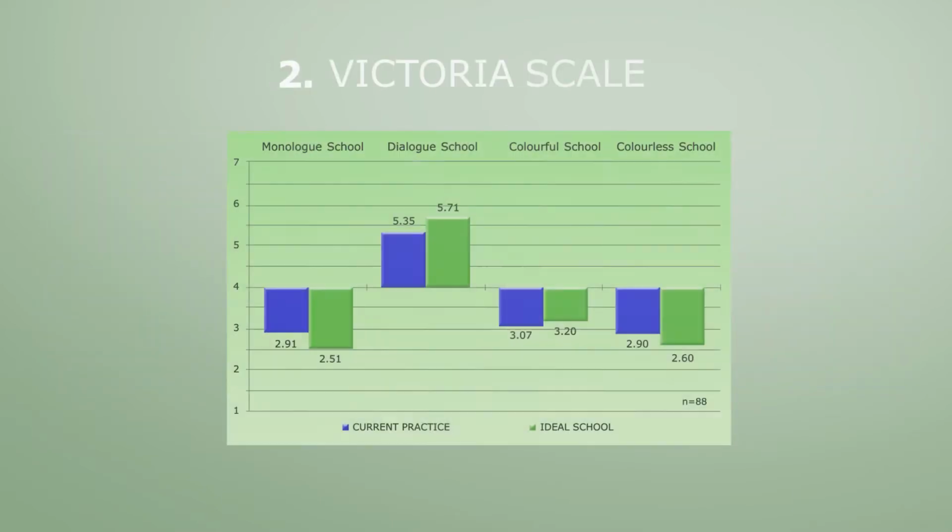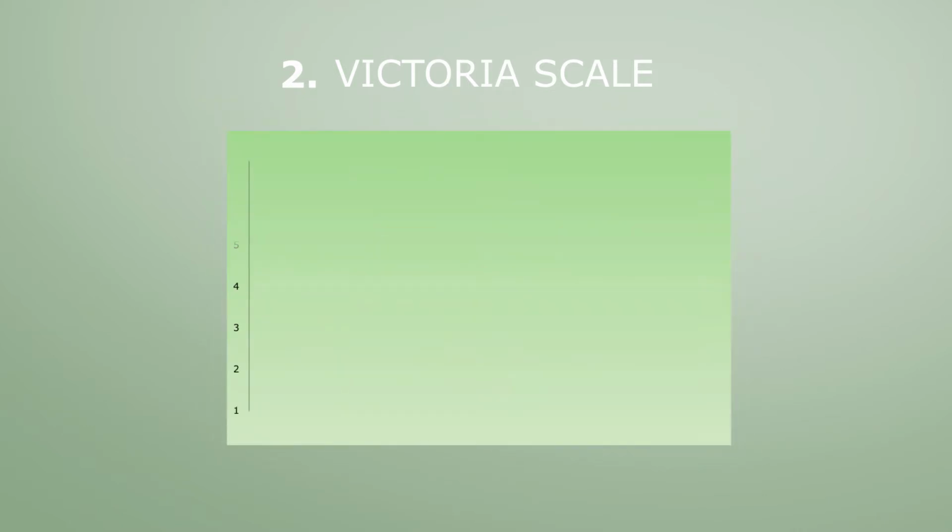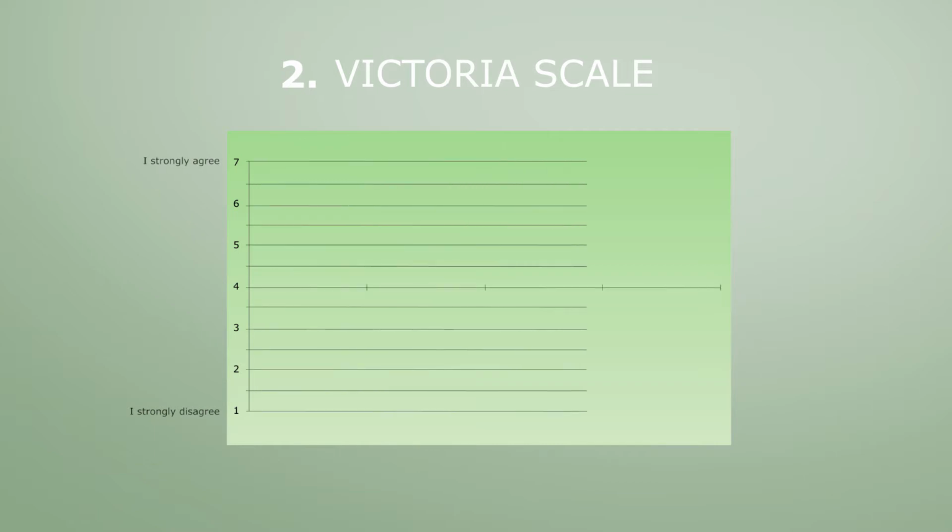The Victoria scale. These graphs all have a light green background color. This is the scale means graph. Again, we see the y-axis with numbers from 1 to 7, from I strongly disagree to I strongly agree. The dividing line at 4 is the turning point from rejection to approval.